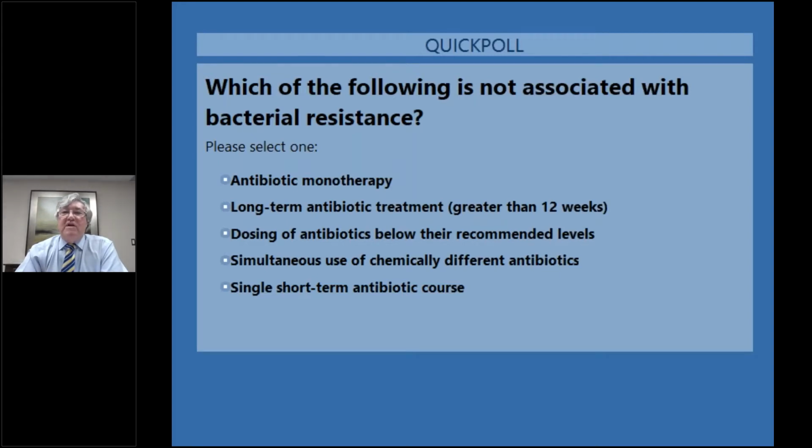Which of the following is not associated with bacterial resistance? Antibiotic monotherapy, i.e. without any topical benzoyl peroxides, etc. Long-term antibiotic treatment for greater than 12 weeks, i.e. greater than 3 months. Dosing of antibiotics below their recommended levels. Simultaneous use of chemically different antibiotics. And single short-term antibiotic courses. Please vote.